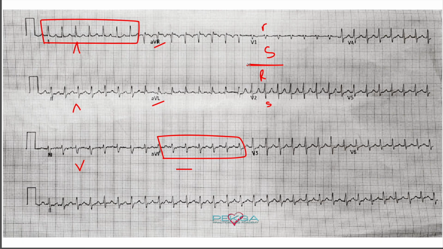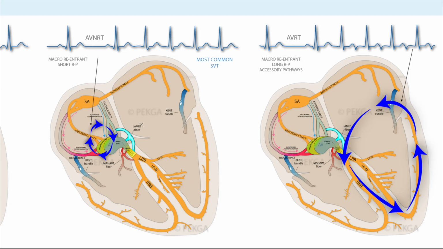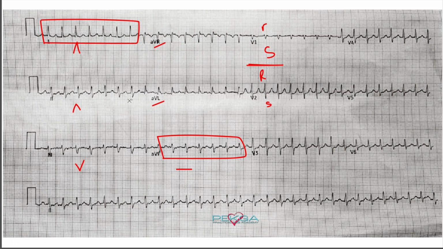So let's keep going. We have our rate. We concluded that this is narrow complex tachycardia, most likely SVT. Now, when it comes to SVT, SVT is an umbrella term, and it covers a variety of phenomena. So this could be, for example, atrial fibrillation.